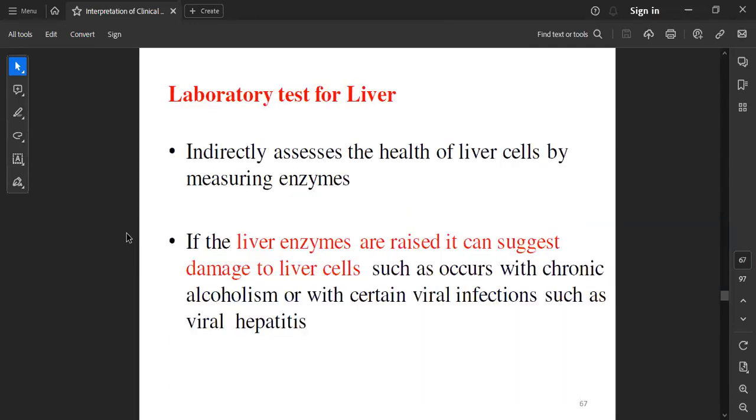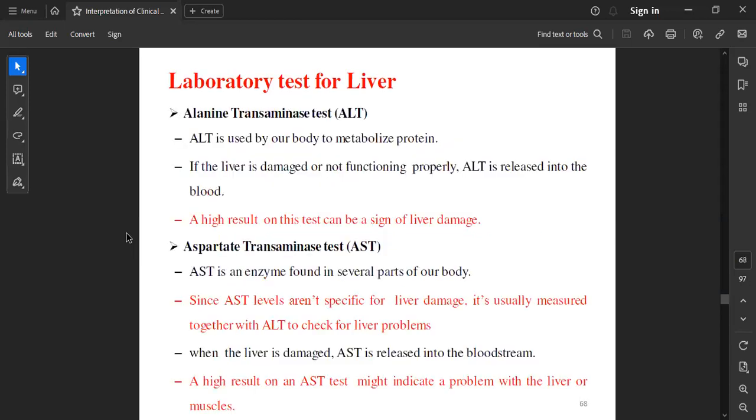Liver tests measure the enzymes that are produced by the liver. The parameters include ALT, alanine transaminase. ALT is an enzyme that is used to metabolize proteins. When the liver is damaged or is not functioning properly, ALT is released into the blood, so a high result can be a sign of liver damage.